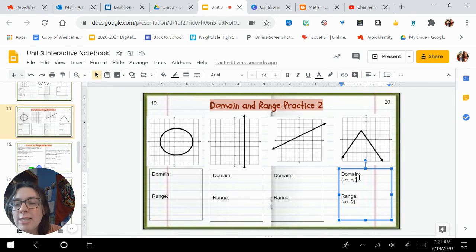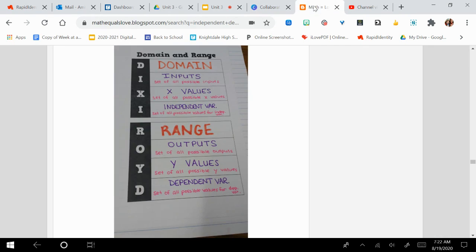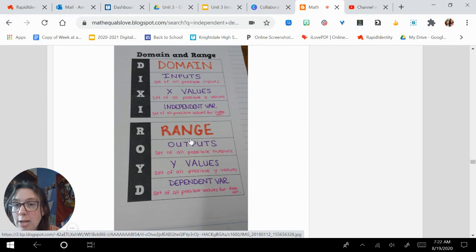All right. So that is how you can write, with interval notation, your domain and range from a graph that goes on forever. And then this is an example of a domain and range for a discrete type of table or graph. And remember, this is what domain and range means: domain is input, x values, independent; range is output, y values, dependent.